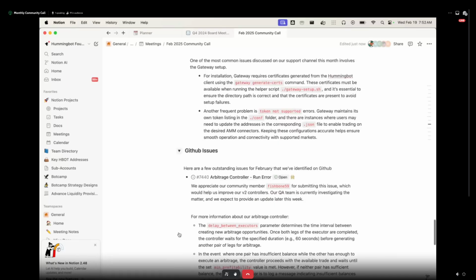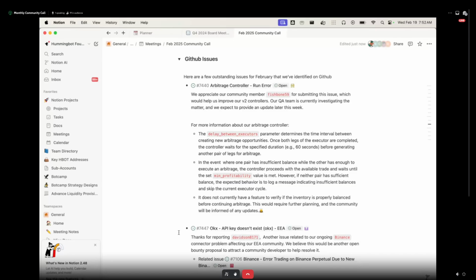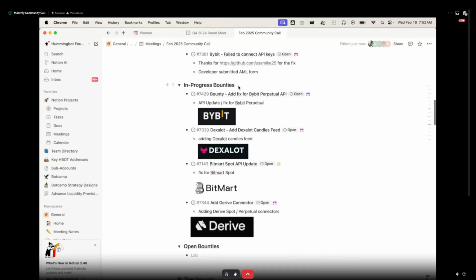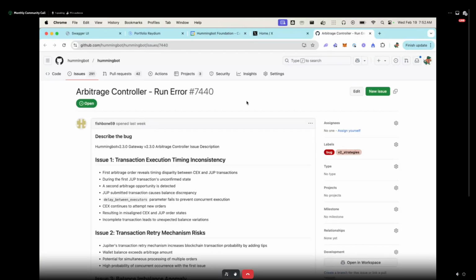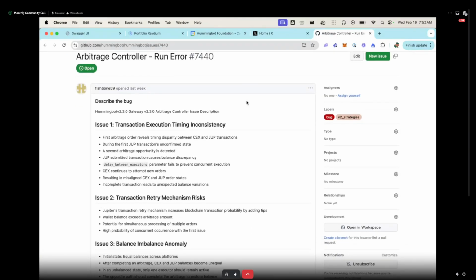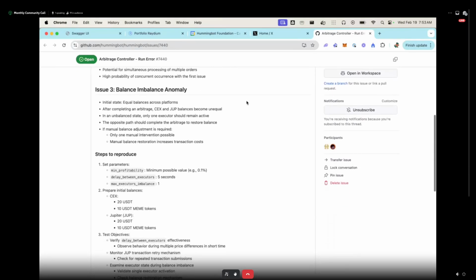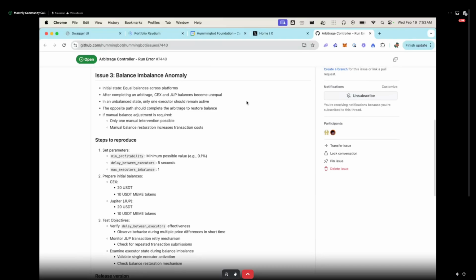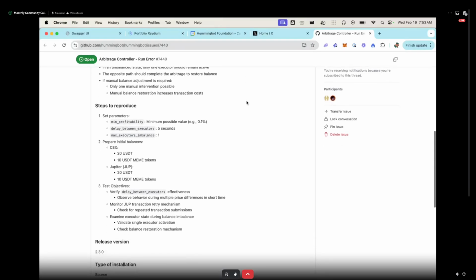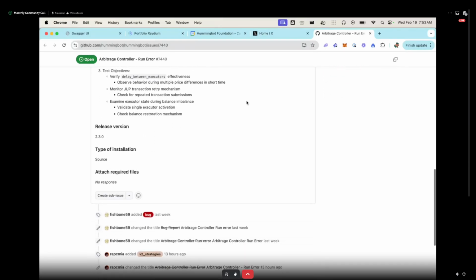A couple of issues from GitHub. We updated the arbitrage controller recently, and there are some issues that people have identified. There's one issue, Fishbone 59 opened, related to the retry mechanism, the timing on the arbitrage, and also the balance anomaly. So yeah, I do think that these are issues that can be improved with the arbitrage controller.